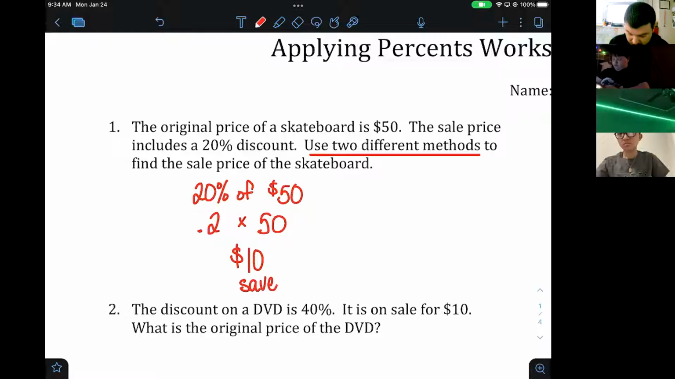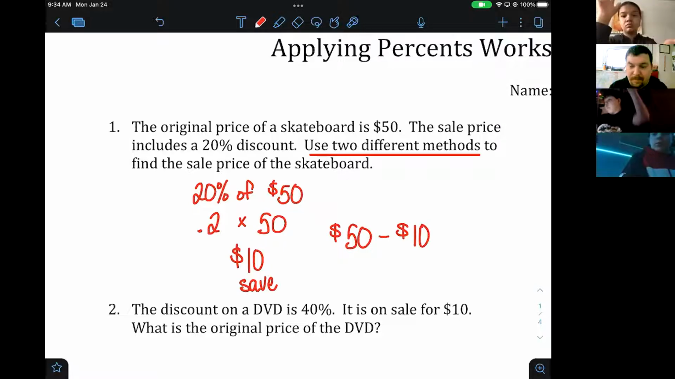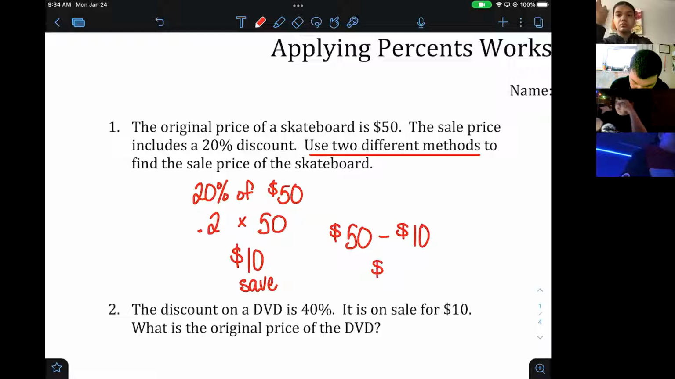And so now we would take the $50 skateboard and just subtract that $10 from it. And so what would that make the price of the skateboard? Anybody? $40. $40. All right. So there's one way you could do it.